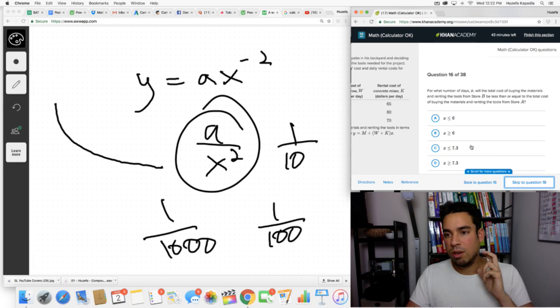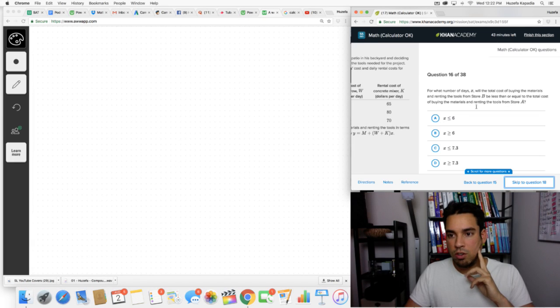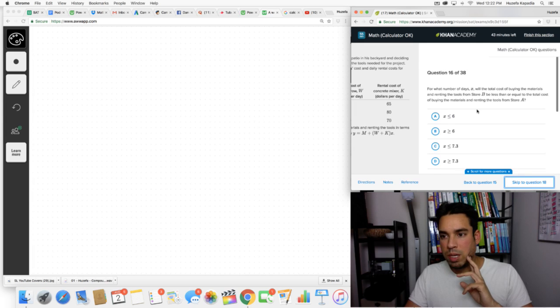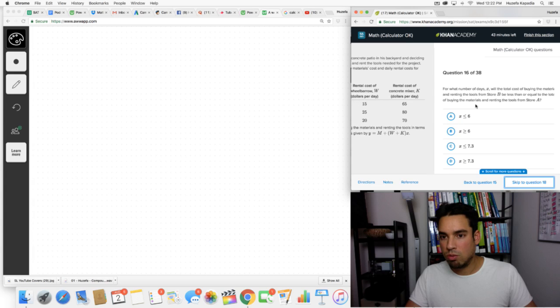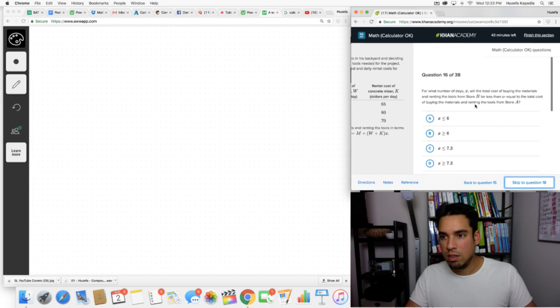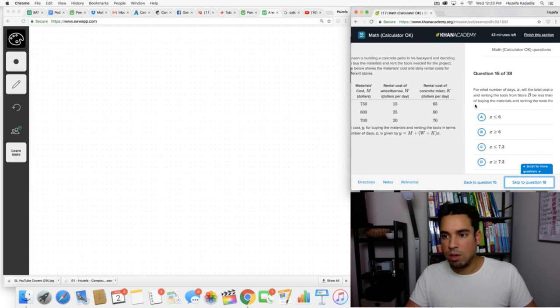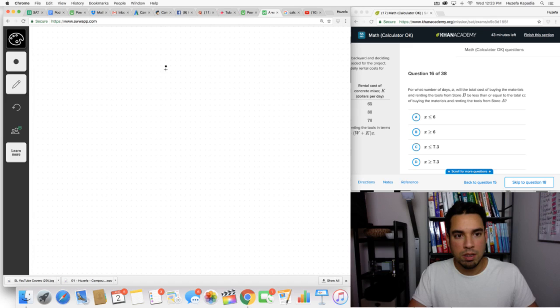For what number of days x will the total cost of buying the materials and renting the tools from store B be less than or equal to the total cost of buying the materials and renting the tools from store A? So what are we doing? Is this B and A only? Yeah, B and A, and God, it's a lot of text here. I've got to reread this. We're looking for B to be less than A.